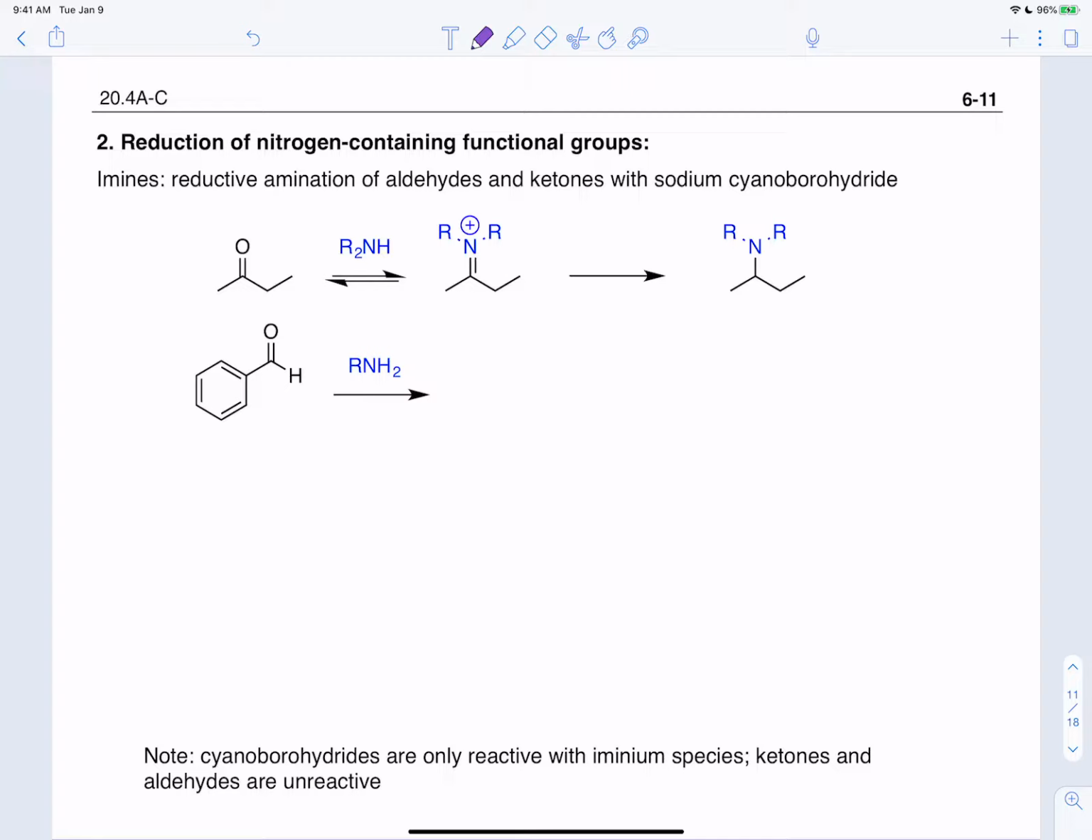Okay, now that we've learned a method for synthesizing primary amines, we need to think about how we would make tertiary amines or secondary amines selectively, and how we can control the different groups that are present around the nitrogen. To do this, we're going to use a method called reductive amination.